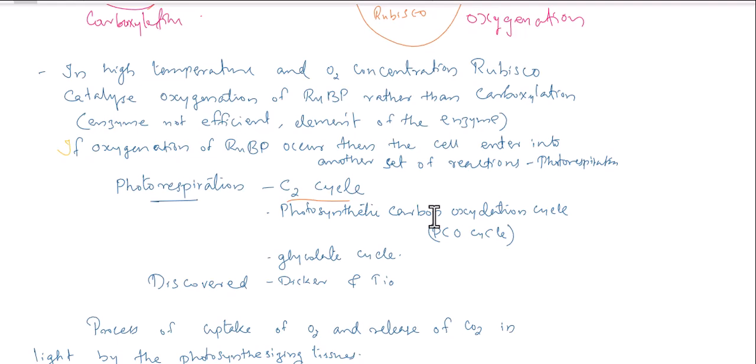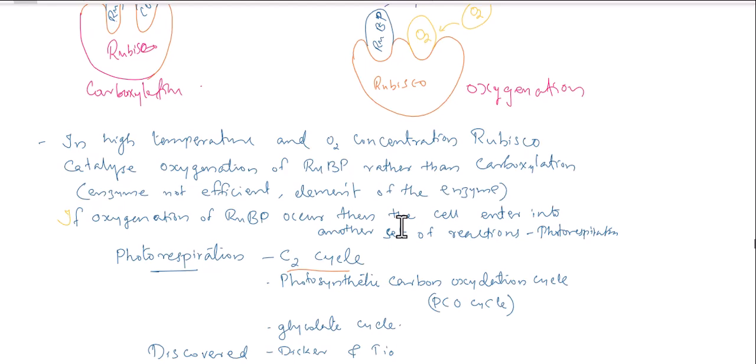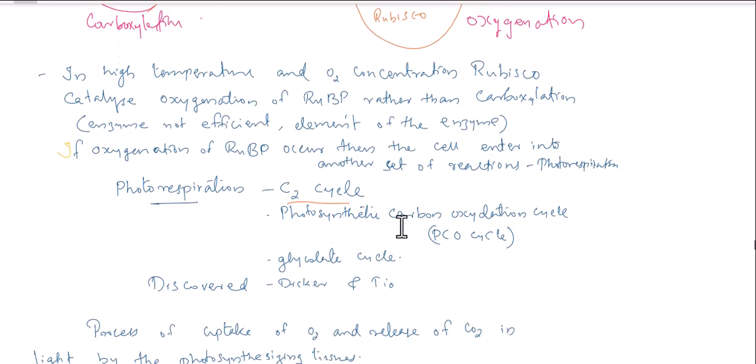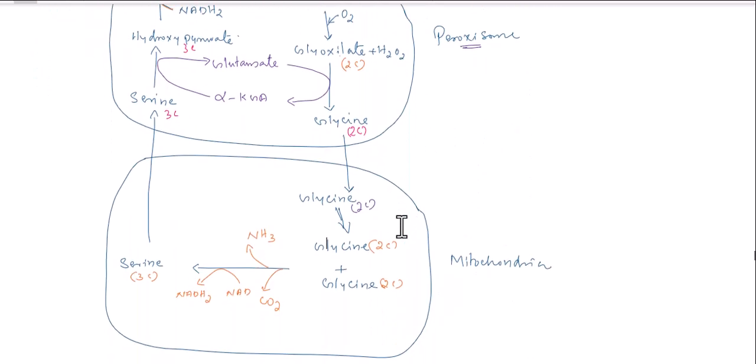Most of the plants may face this situation in high temperature and high oxygen concentration. When the oxygen concentration increases, there is more chance of oxygenation, so more oxygen molecules will combine with the RuBP. Plants need to overcome this, as it reduces the efficiency of photosynthesis. Some plants developed adaptations to overcome photorespiration.